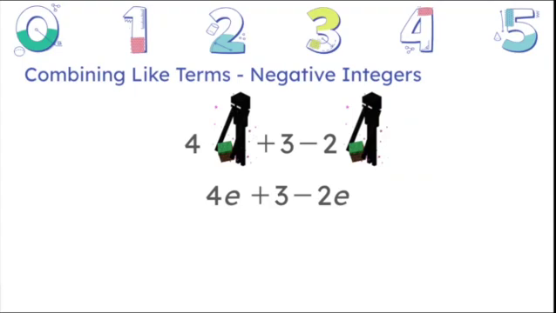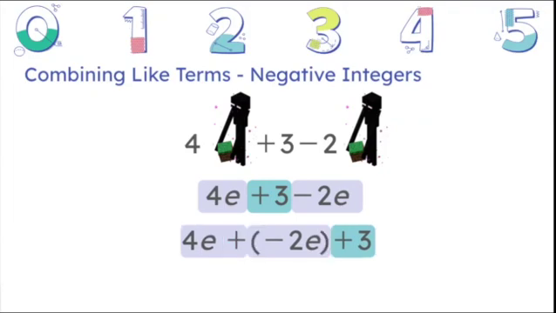Now, let's find our like terms so we can combine them. Well, 4e and negative 2e are the same. They're a coefficient and a variable. They're like terms, so we're going to put them beside each other and combine them, and we'll move the positive 3, our constant term, to the end of the expression. Now, when we combine our 4e and our negative 2e, it's easier to put the negative 2e in brackets to show that we're just adding negative 2e. Now we can just combine the coefficients. Positive 4 plus negative 2 is the same as 4 minus 2, which is 2. So our simplified expression is 2e plus 3.